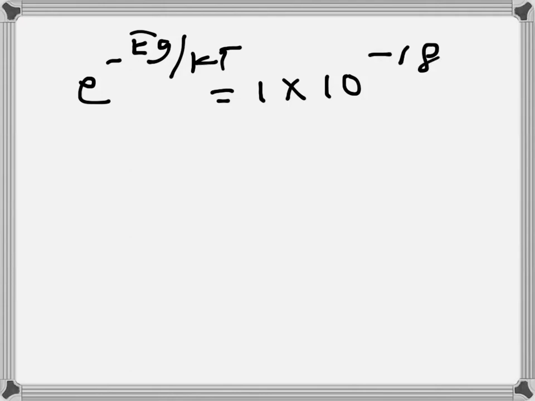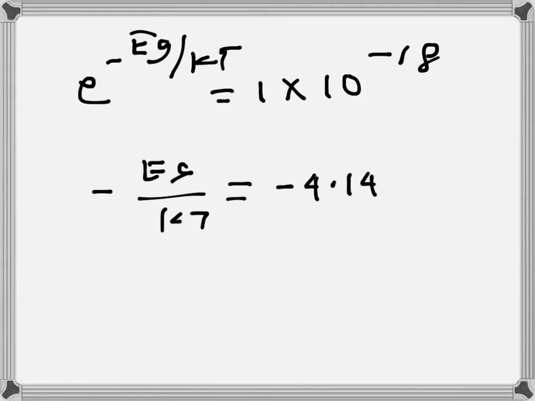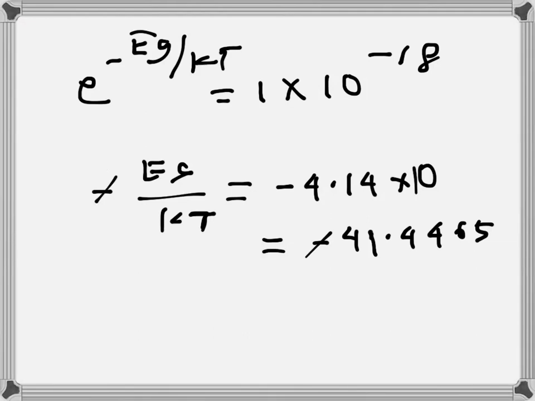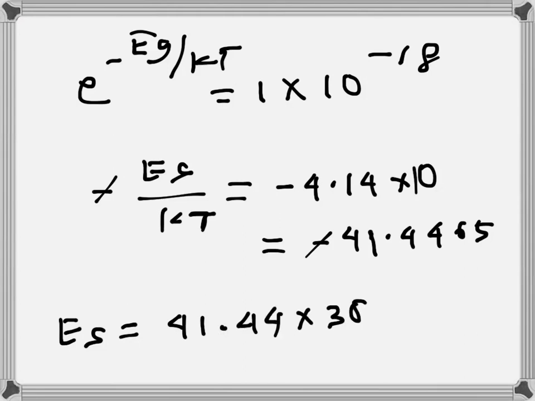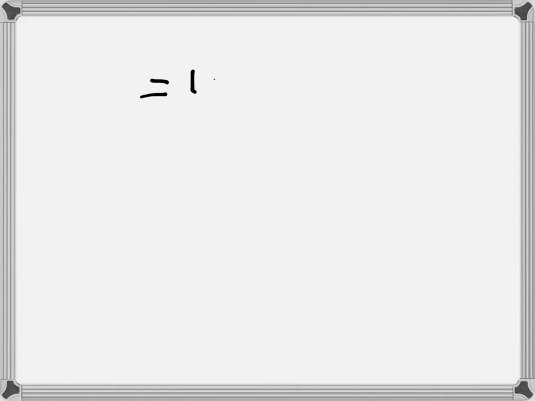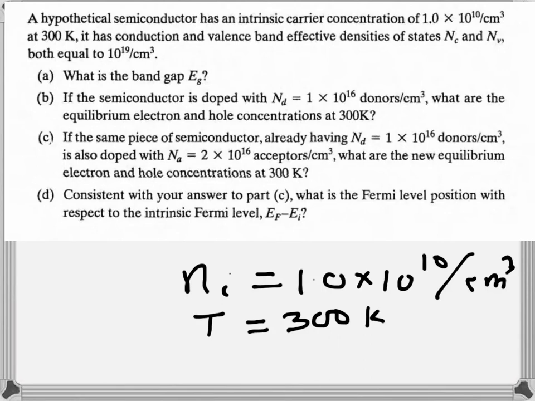So that becomes e to the power minus Eg over kT equals 1 × 10^-18. If we do that calculation and then take ln on both sides, Eg over kT, and ln of that gives me minus 41.4465, something like that. The minus sign goes away, so Eg is equal to 41.44 times 300 times 8.6173 × 10^-5, which is the Boltzmann constant. That gives me 1.06 electron volt, which is the band gap.